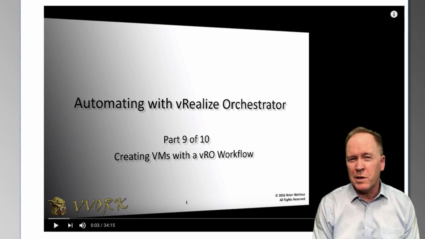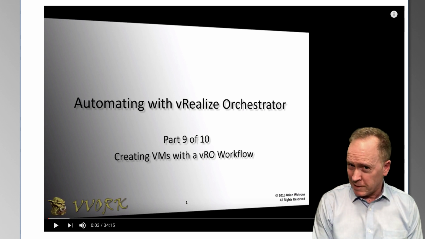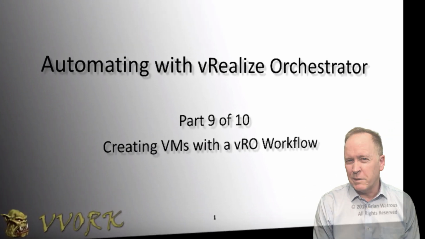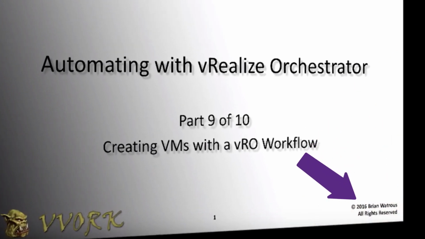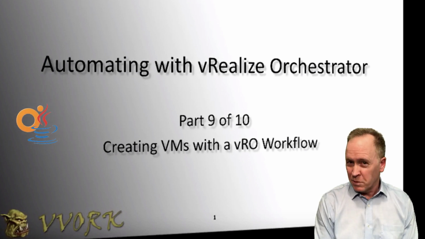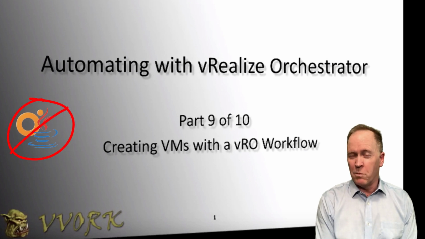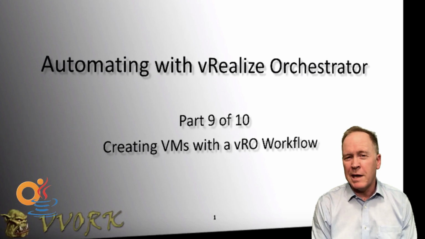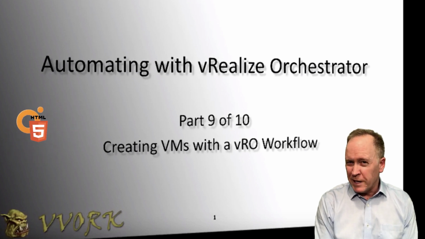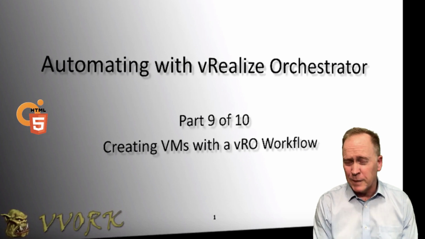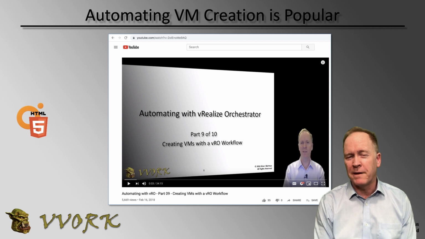The other reason why I'm creating this video, besides celebrating the 1,000 of you out there, is because part number 9, that older video that was created in 2016, is written for the older Orchestrator client, the Java-based client. And as you probably already know, if you're using vRealize Orchestrator 8, the Java client is no more. It's gone. Instead, you have to use the new HTML5 client. So this video is going to show you how to not just create one VM, but multiple VMs, 1,000 VMs, using the new HTML5 editor.